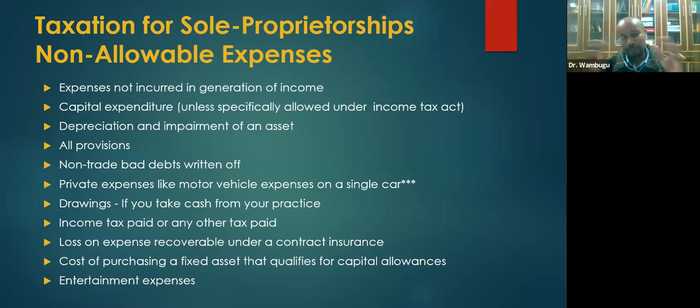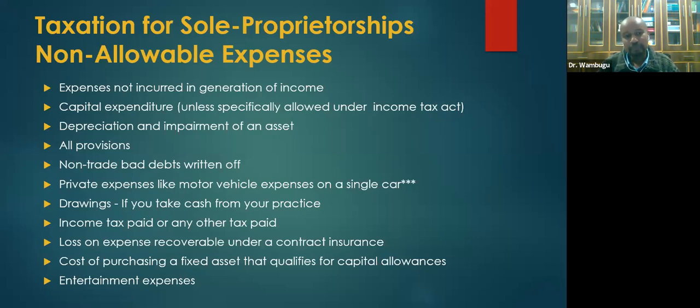If you remember from what we explained before, if your accountant is working from accounting profit, working backwards, these are the expenses that they add back. Or if they're starting from incomes going downwards, these are the expenses that they will not include. These are expenses not incurred in generation of an income, so any expense outside your business is not allowable. Capital expenditure too: if you buy a dental chair, that is a capital expenditure, so that is not an allowable expense.